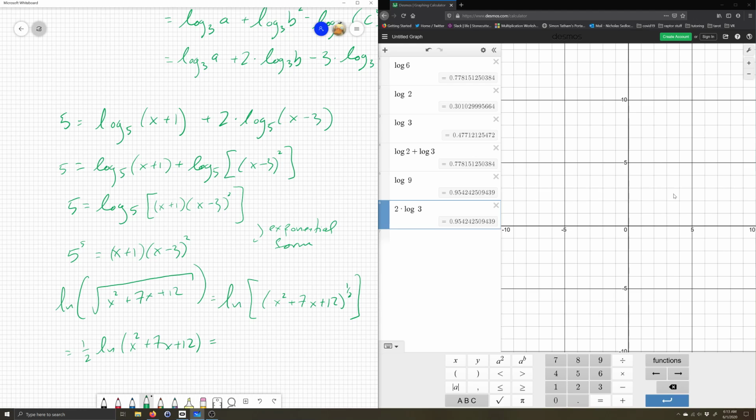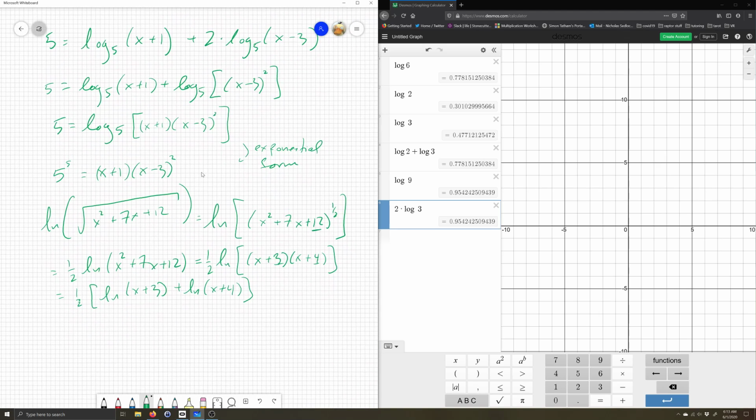But x squared plus 7x plus 12 factors. It's equal to x plus 3 times x plus 4, because 3 times 4 is 12, and 3 plus 4 is 7. So this is then 1/2 of the natural logarithm of x plus 3 plus the natural logarithm of x plus 4. And so you can actually rewrite the whole thing as the natural logarithm of x plus 3 plus the natural logarithm of x plus 4, all divided by 2.